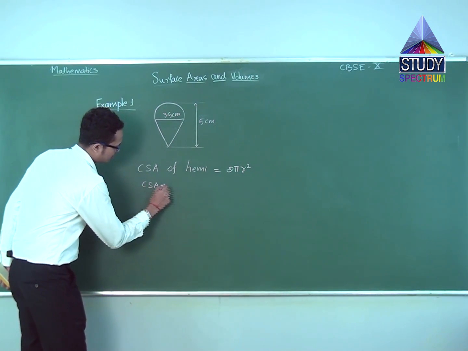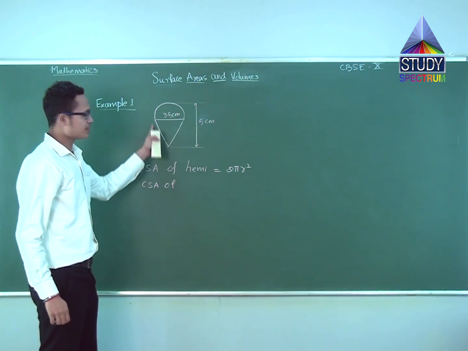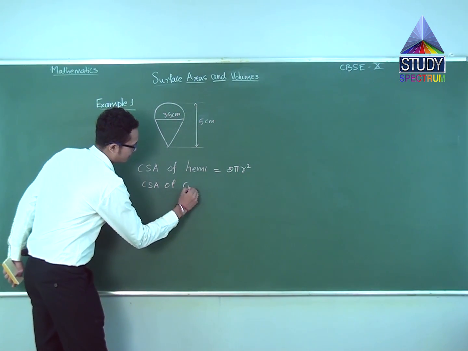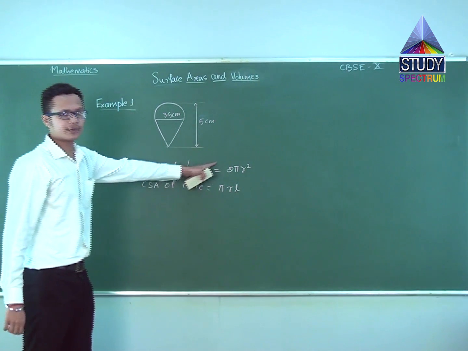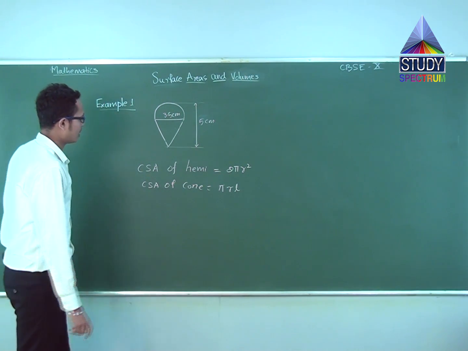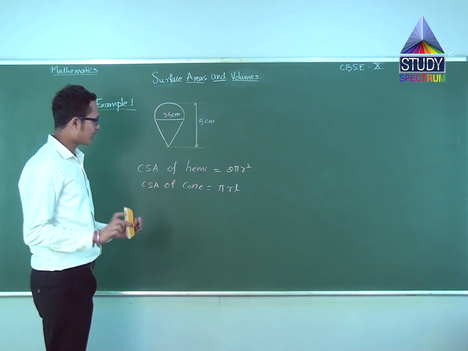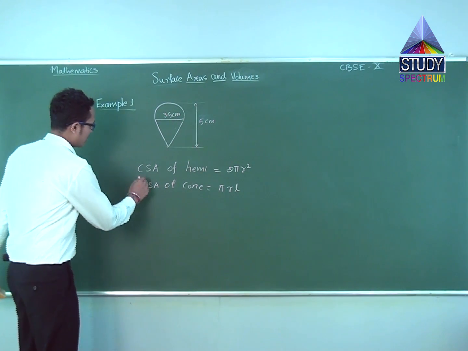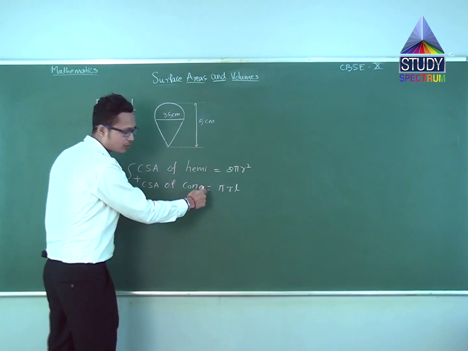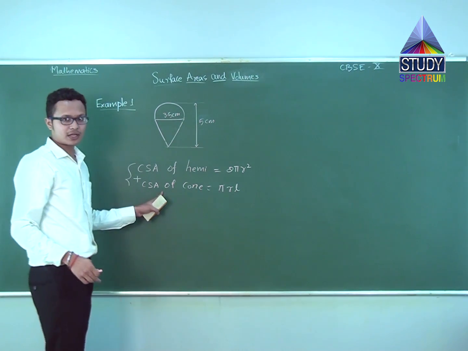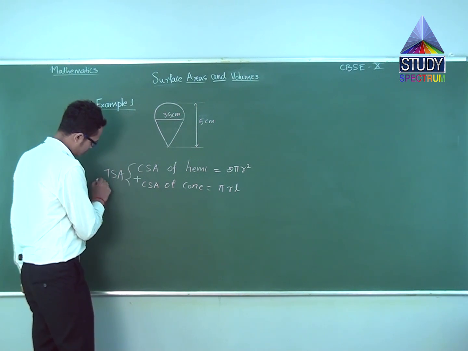Curved surface area of the bottom portion, which is the cone, is pi r L. This formula I have discussed already. But we do not know L here, right? Now, before we go any further, the addition of these two, curved surface area of the hemisphere plus curved surface area of the cone, will give me the total surface area of the toy that is to be painted.